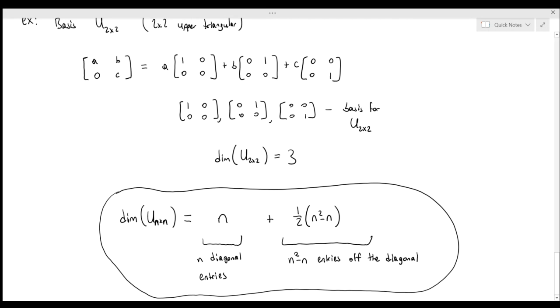All right, so let's do a couple more examples like this. I was trying to count the number of entries that would not be on the diagonal. So there's n squared entries altogether in an n by n matrix. There's n of them along the diagonal. So therefore, there'd be n squared minus n entries off of the diagonal.